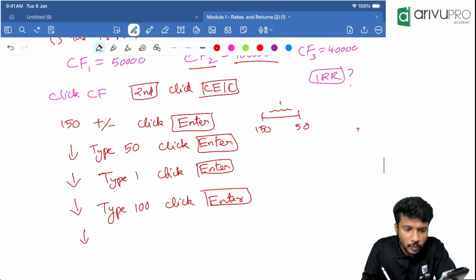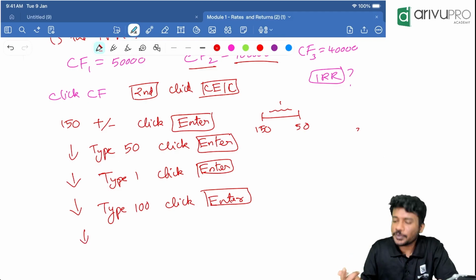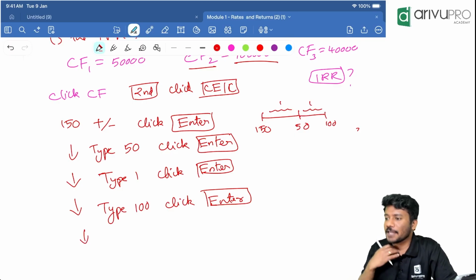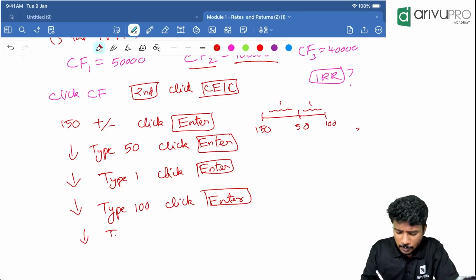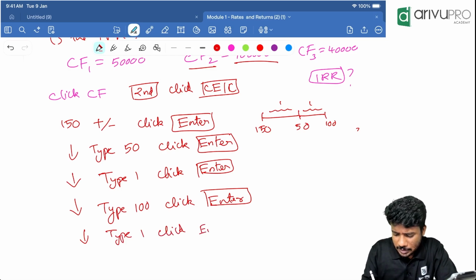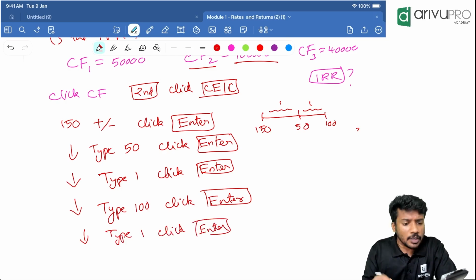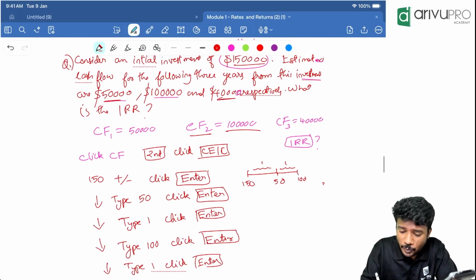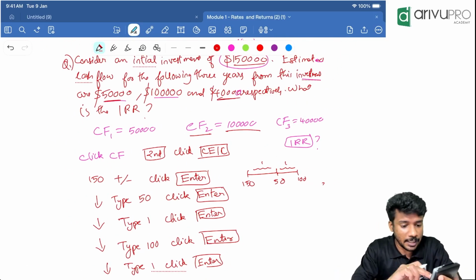Then move down. You will see F02. F02 is how much period? It is the same thing, 1 year. Again a 1 year gap is there. So type 1 at F02 and click Enter. Now, is any more cash flow there? Yes, one more cash flow is there. How much is the last cash flow? That is 40,000. Again move down.